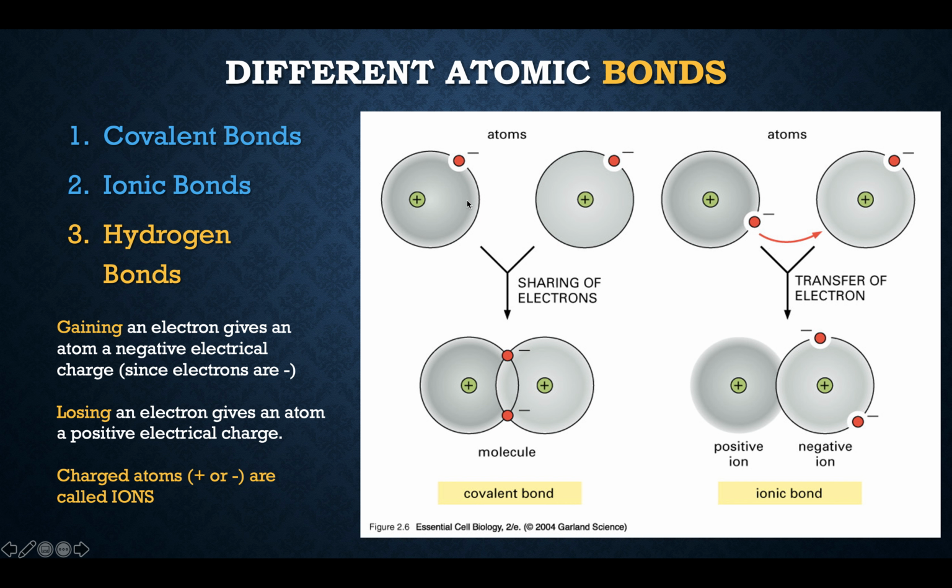So covalent bonds is we're sharing electrons. We're nice, we're friends. Ionic bond is one atom steals or takes away the electron from another, and that results in them having a positive and negative charge. The third type that we'll come back to is something called hydrogen bonds. And these are a lot less common, and these hydrogen bonds are what give water almost all of its special properties.